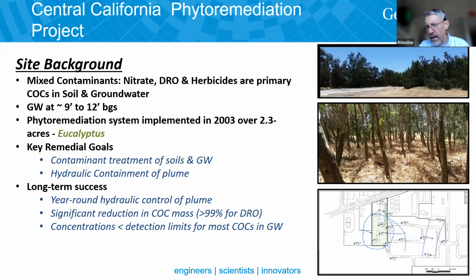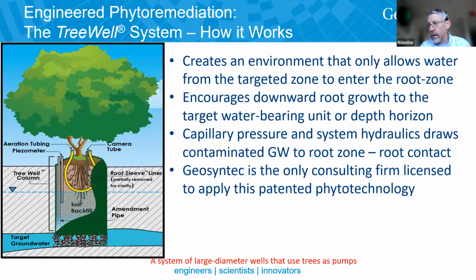These eucalypts are planted at typically about a 5-foot spacing within the 2.3 acres. That bottom image is simply a groundwater elevation map. You can clearly see the inward gradient that's flowing towards the phytoplantation and preventing the off-site migration of the contaminant plumes.